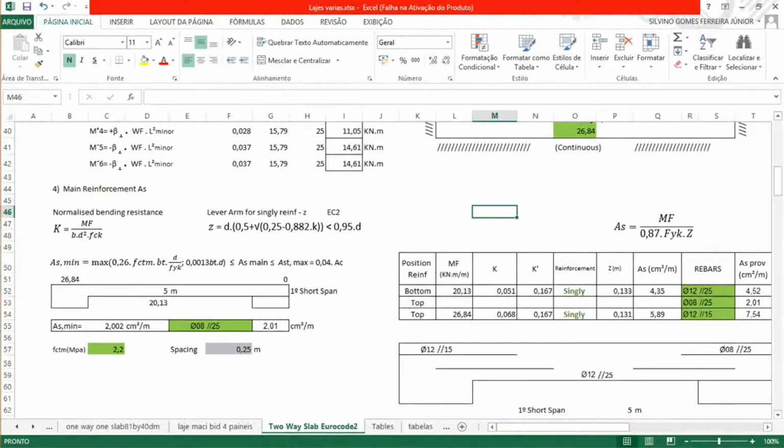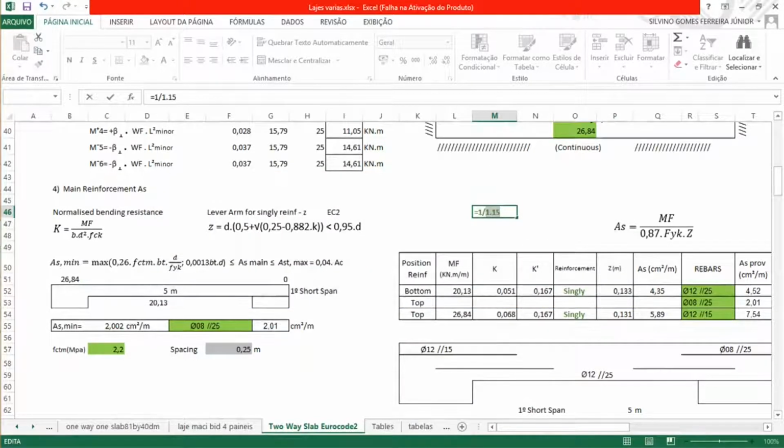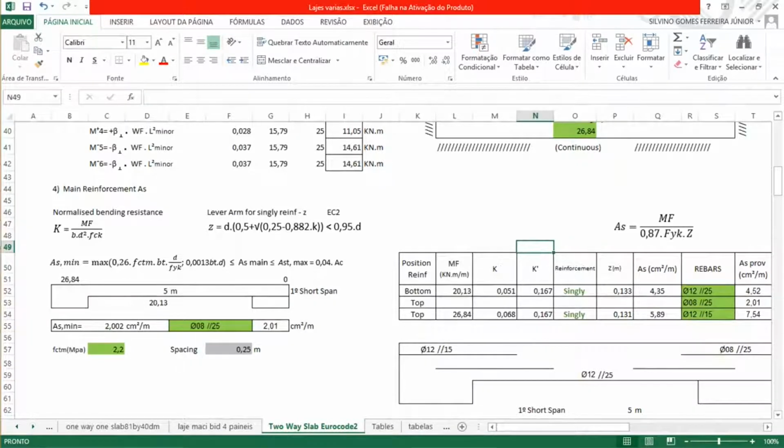If you see 1 divided by, so this is the steel, it gives you here, okay, here it's already with a safety factor 0.87, so this fyk is already with 1.15. This is why this expression shows like this in the British code.